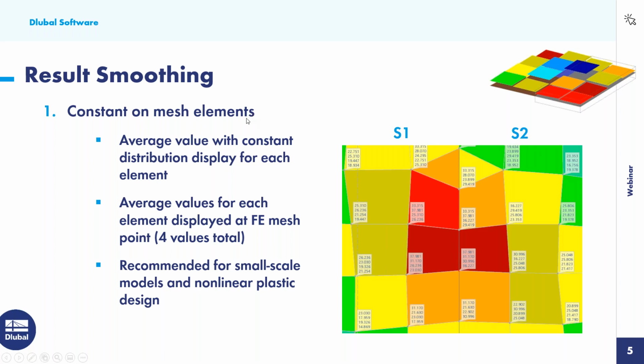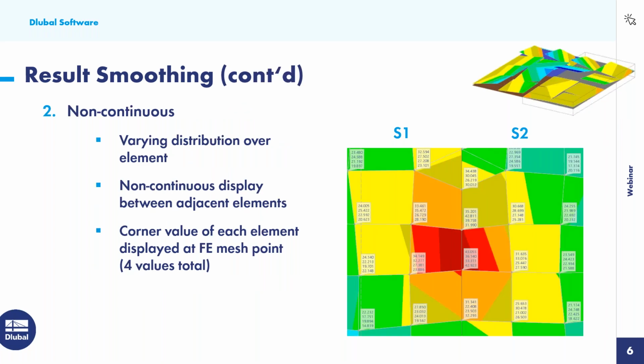Well, the first option in that list that I just showed you is the constant on mesh elements. What we're going to do is to average out the value with each FE element and show a constant distribution display. So notice each one of these FE elements has a single color applied to it. However, each element is very independent of the one right next to it. Now, the average values for each element are displayed at the FE mesh point. So this is 4 values total. So notice we have 4 FE elements at a single point kind of surrounding it. So inevitably, we're going to show a total of 4 points here. Now, this is really recommended for these small scale models, such as maybe what we're looking at today, as well as nonlinear plastic design. And we'll see how when we change to this setting, exactly how our results might look.